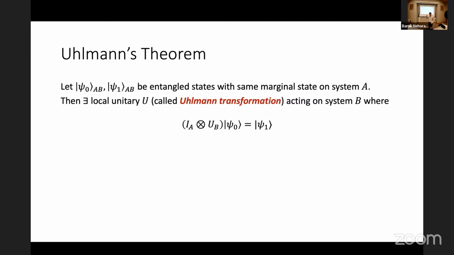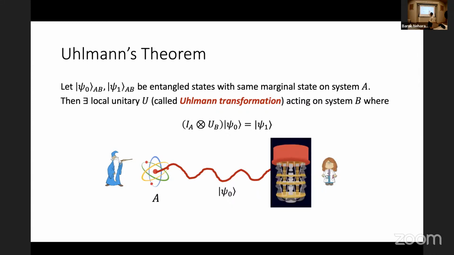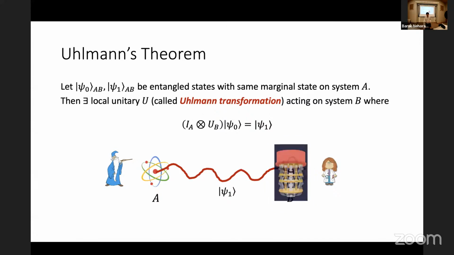This is a fundamental fact in quantum information theory. It tells you when 2 entangled states can be transformed locally one into another, and it just requires that part of the entangled state looks the same. To give you a picture, you have a bipartite entangled state, psi 0, and they both look the same on part system A. Alice can run a quantum computation, perform a unitary transformation only on the second half, and it becomes psi 1. That's a depiction of Uhlmann's theorem.